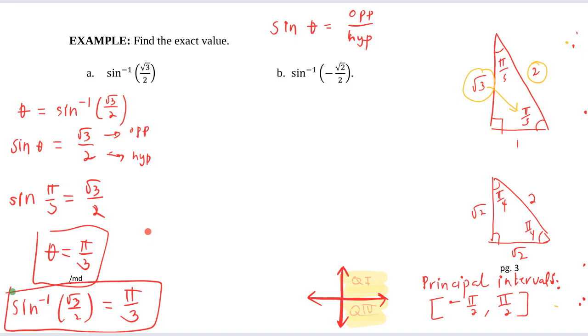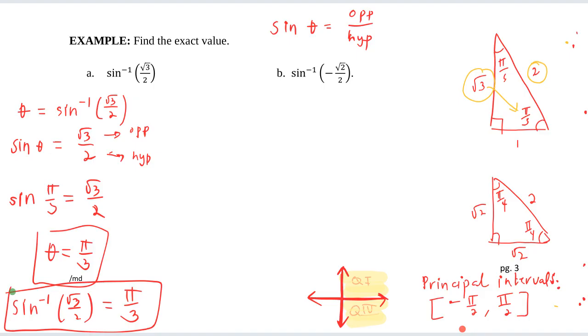Now, you have to make sure that this computed angle here is in quadrant 1 or quadrant 4. We can see that pi over 3 is in quadrant 1. But aside from looking at whether the angle is within these two quadrants, the angle measurement itself should be within the principal interval.